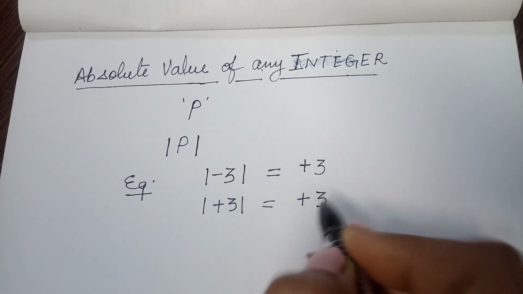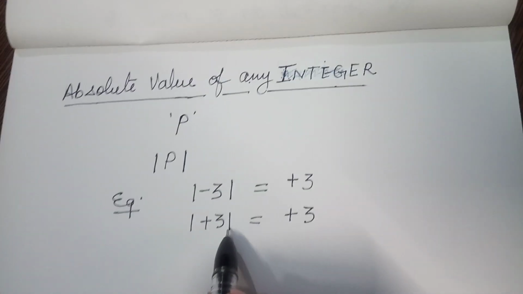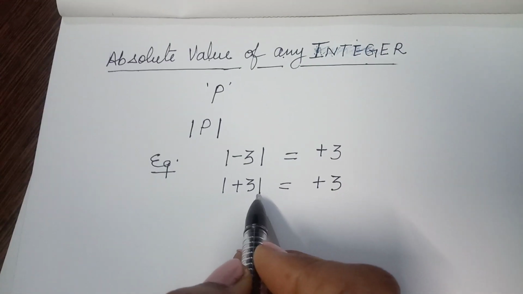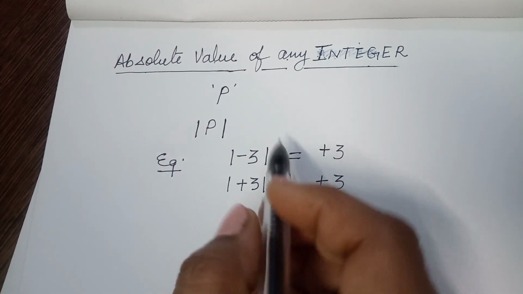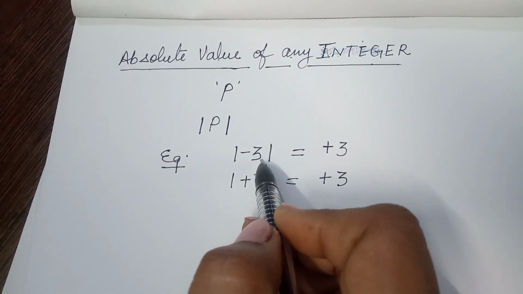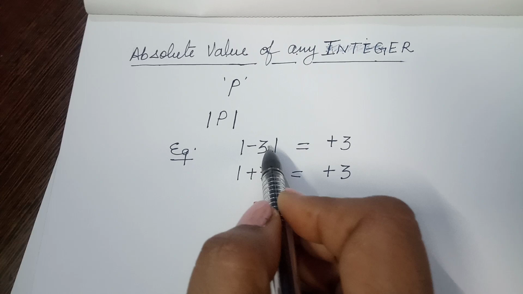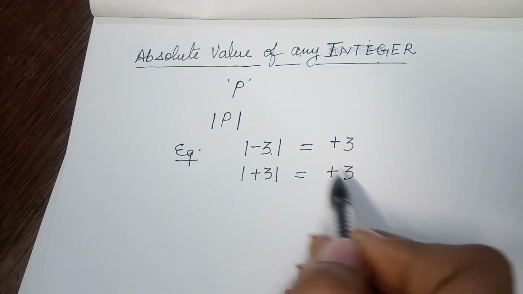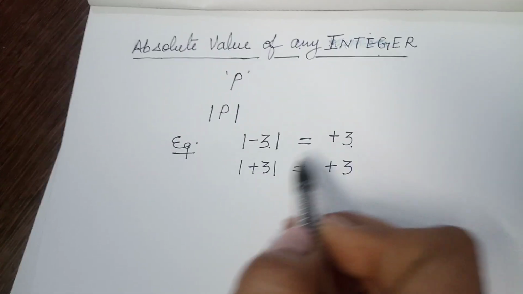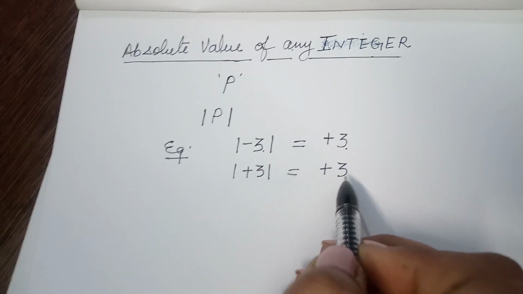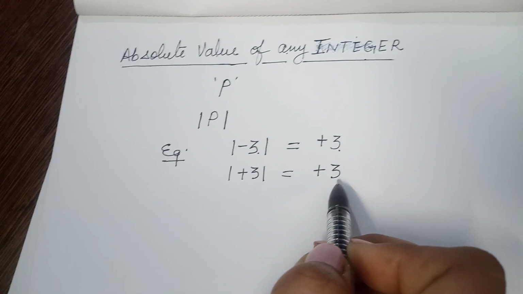It means the meaning of absolute value is the numerical value of that integer. Either it will be minus 3 or plus 3, both become positive. The absolute value of minus 3 is also plus 3, and the absolute value of plus 3 is also plus 3.